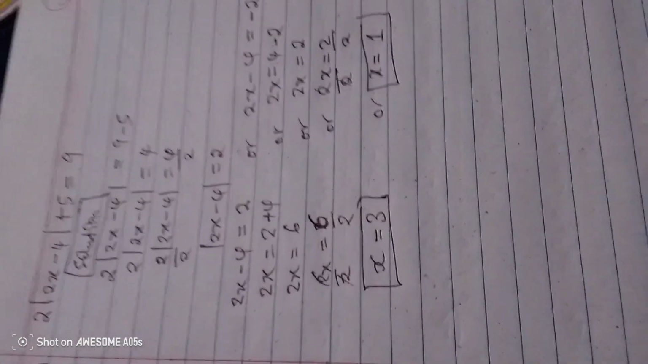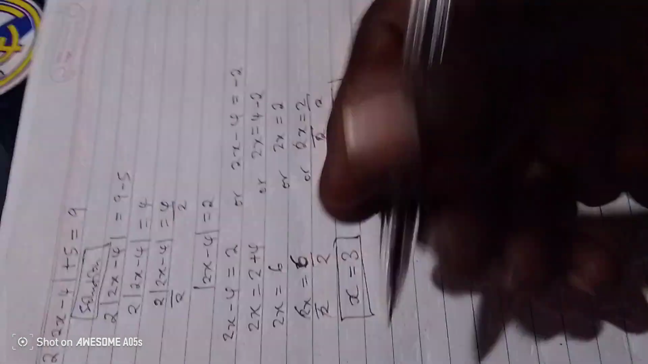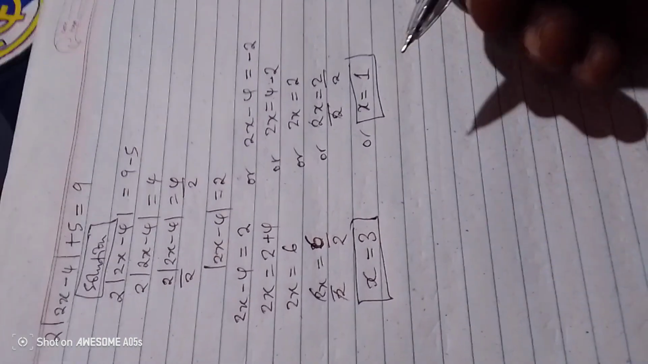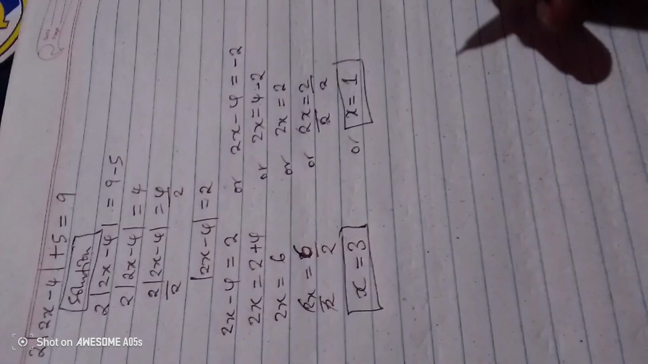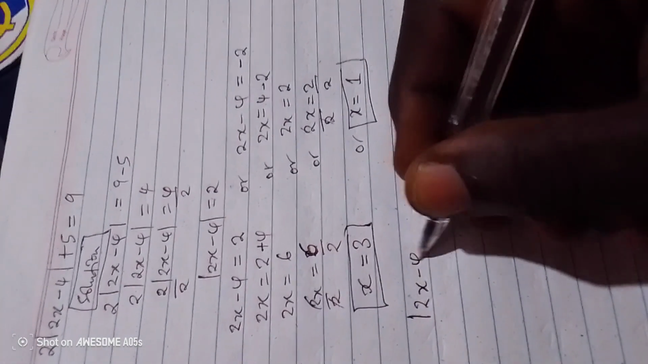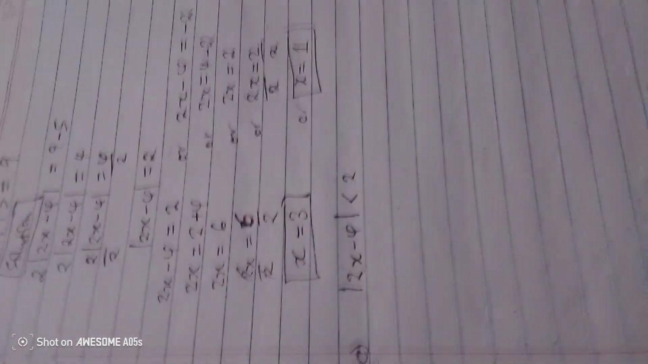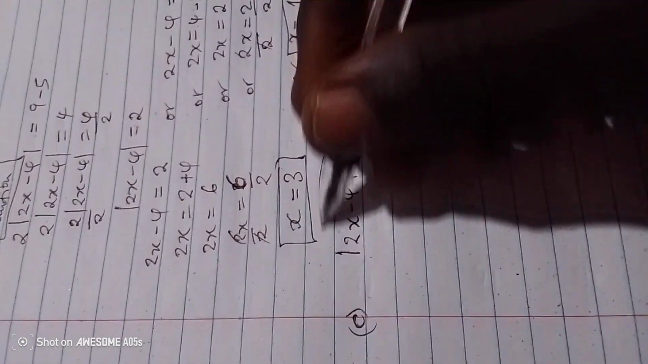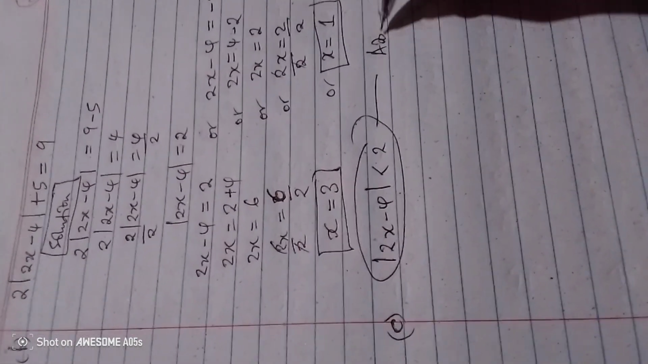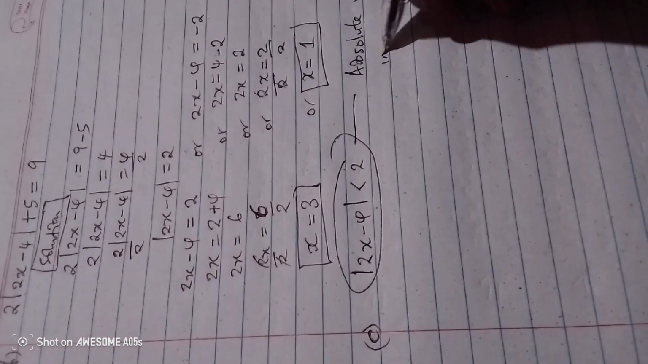Okay, let's try to think of another question. Which question can this be? What if we say a different approach, or just a simpler one, just for revision's sake, 2x minus 4, then like that. So now this one, the entire thing, is what we call an absolute value inequality.